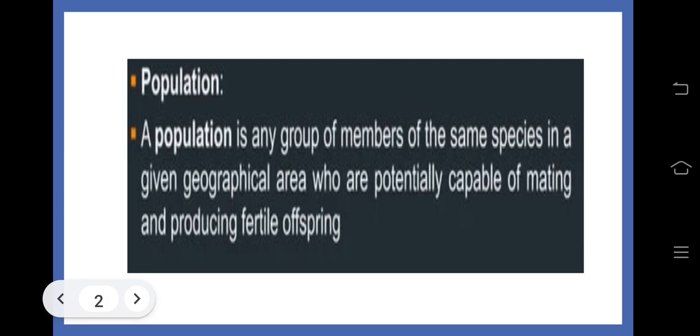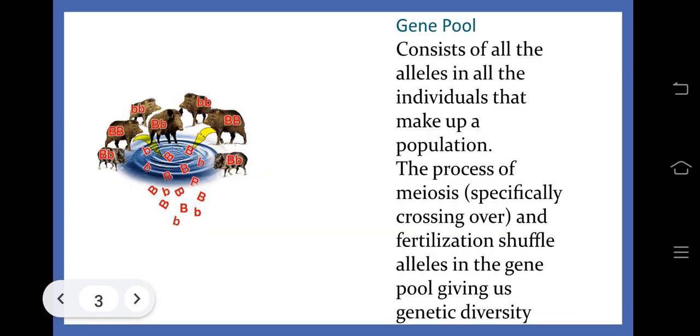Population. A population is a group of members of the same species in a given geographical area who are potentially capable of mating and producing fertile offspring. Gene pool consists of all the alleles in all the individuals that make up a population.